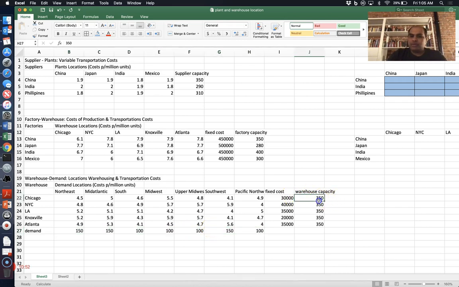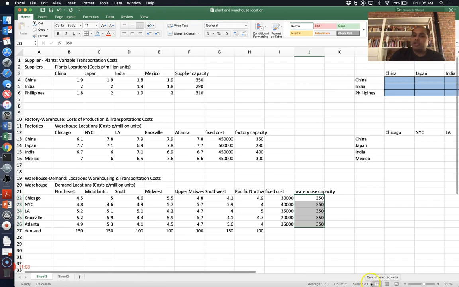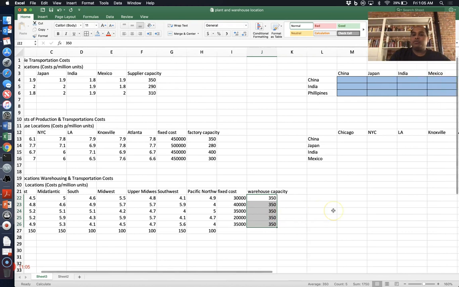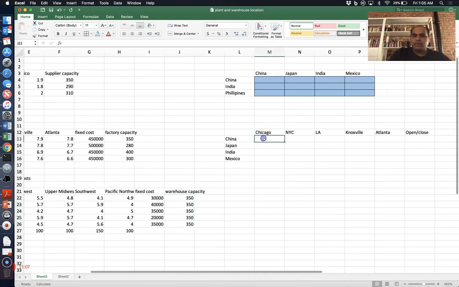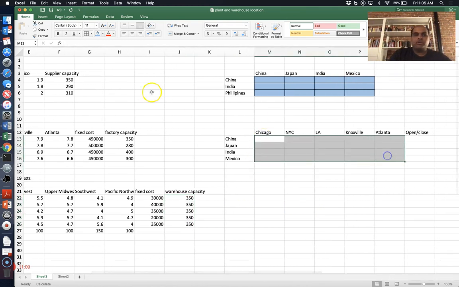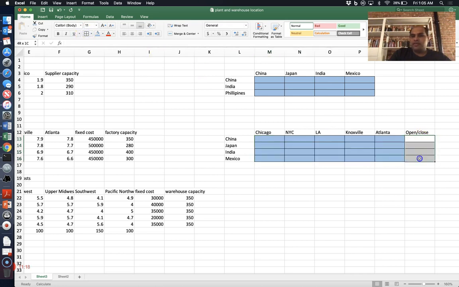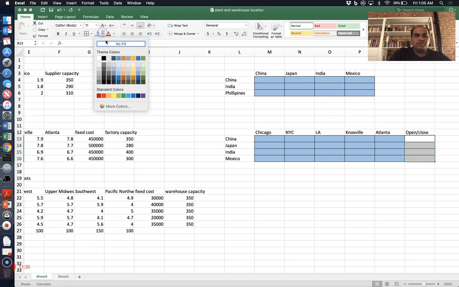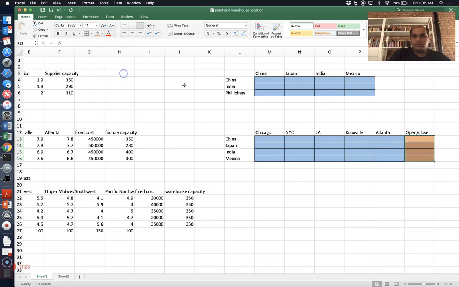And similarly, warehouse capacity, if you add them all up, the warehouse capacity is 1750. You have a ridiculously large amount of potential warehouse capacity, and we are not going to use all of that. We're only going to use half of it. So again, we need to figure out which of these warehouses are going to be open. So again, as usual, I'm going to color them differently. So these are my Xij variables, and these are the Y variables. As usual, I'm going to give them a different color.